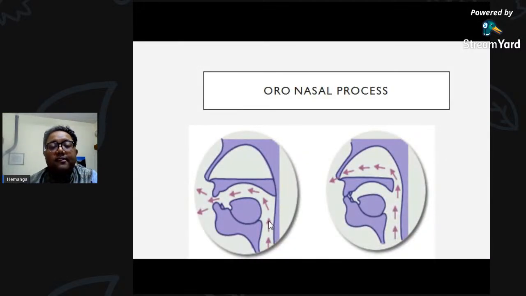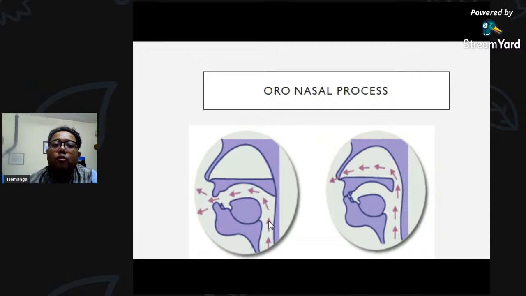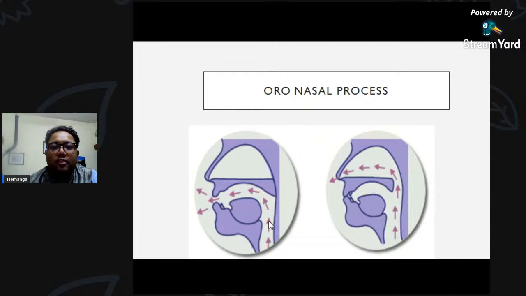The oronasal process is also very important, as it is the distinction between oral sounds and nasal sounds. In English, we have m, n, ng as the nasal sounds. In Assamese also, we have only three nasal sounds: bilabial, alveolar, and velar. But other languages like Malayalam and Tamil have more nasal sounds, like retroflex nasals and palatal nasals. So there are different nasals.